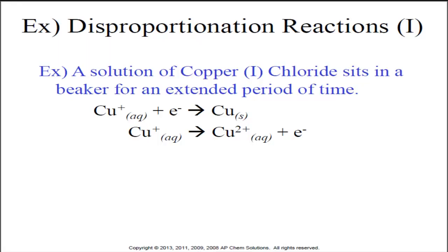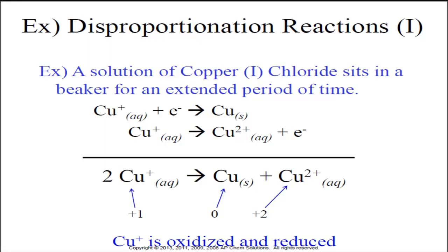So how do we get a balanced net ionic equation here? We're going to cancel out our electrons. So we have 2 of our copper 1 ions go into our copper solid and our copper +2. So our copper 1 is both oxidized and reduced, as it's in an intermediate oxidation state here.